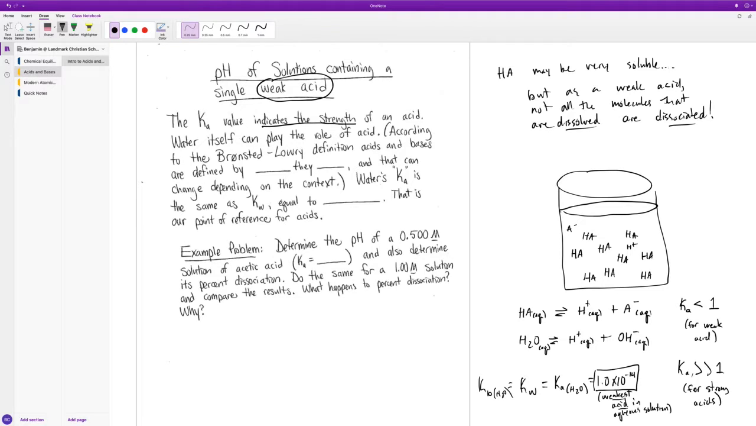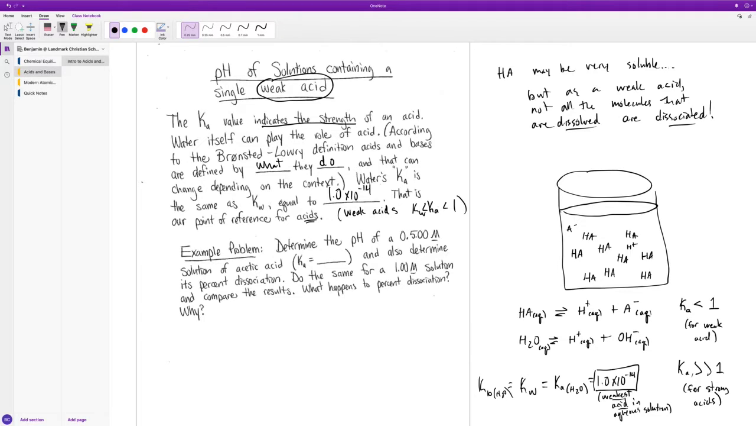According to the Bronsted-Lowry definition, acids and bases are defined by what they do, and that can change depending on the context. Water's Ka is the same as Kw, equal to 1.0 times 10 to the negative 14. That is our point of reference for acids. All things that are considered weak acids are going to have a Ka that is basically between Kw and 1, water kind of being the lower limit.